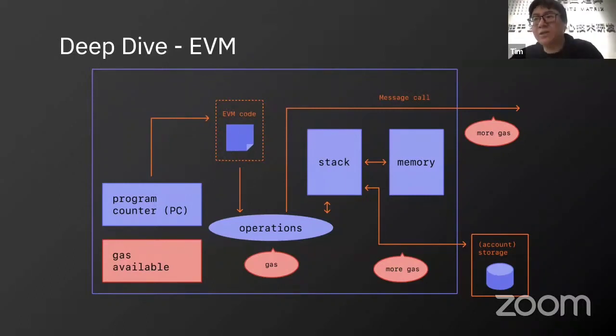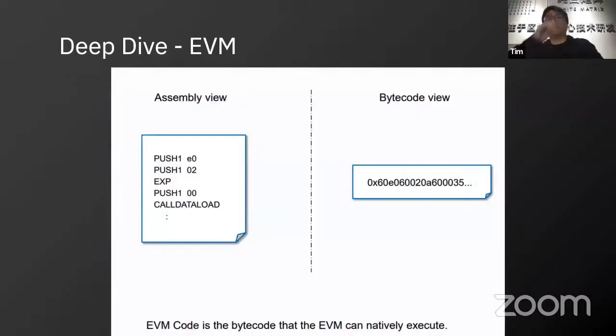So storage here is basically a key-value store that stores 256-bit words to 256-bit words. So that's how the data is stored in the blockchain. Okay, so let's see the EVM in a bytecode view. Here is assembly, which executes this sequence of actions. But once it's compiled to bytecode, the EVM will just execute this bytecode.